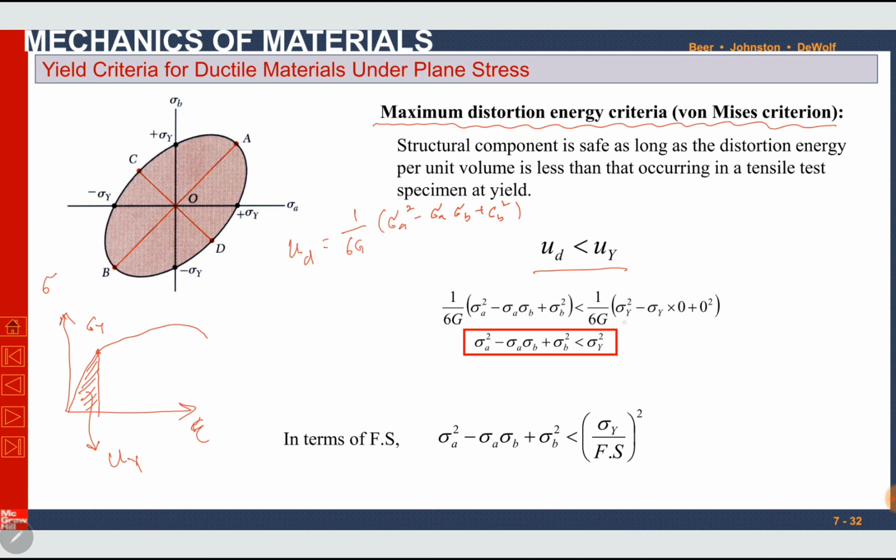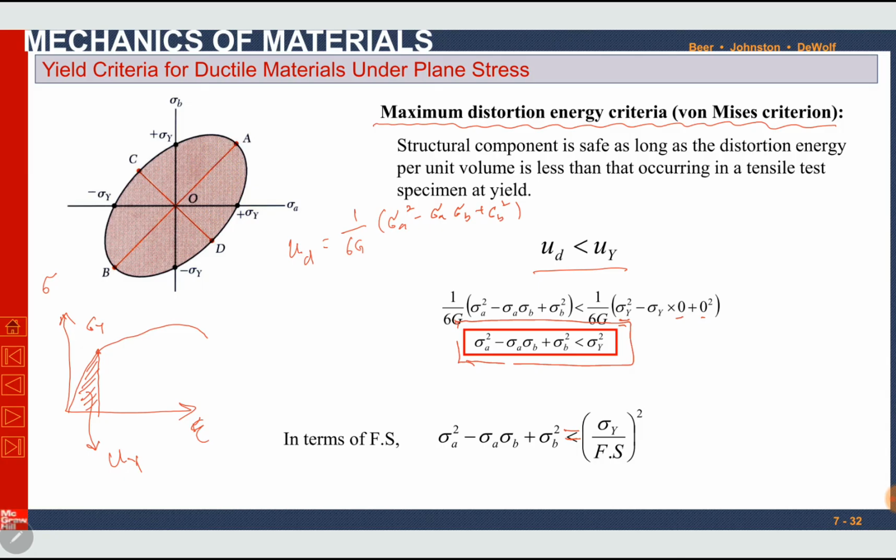So here we will replace sigma A with sigma y at yielding. Sigma A is equal to sigma y, sigma B is 0 in the unidirectional test. So we get this expression, which is the expression for von Mises criteria. Sigma A square minus sigma A sigma B plus sigma B square is less than sigma capital Y square, sigma yield square. If you want to find the factor of safety, simply divide sigma y by the factor of safety and take the whole square, because it is sigma y square, so factor of safety square. You can simply replace this with an equality sign if you want to find the factor of safety.